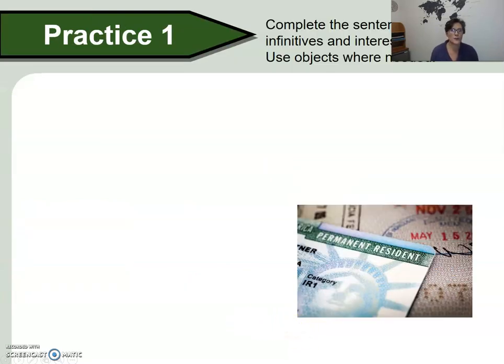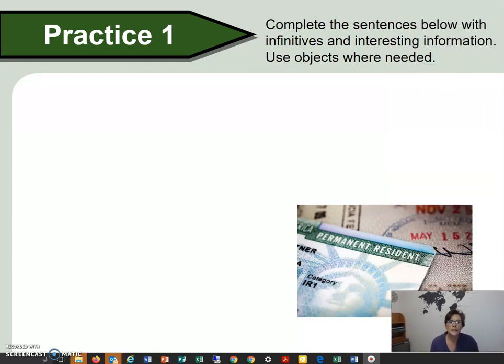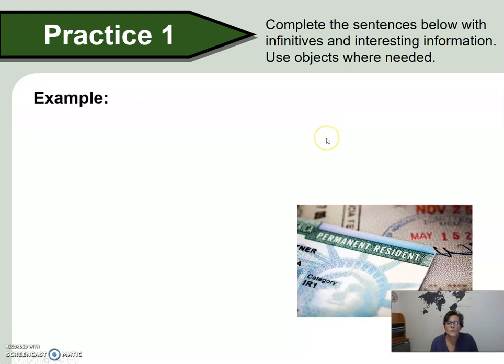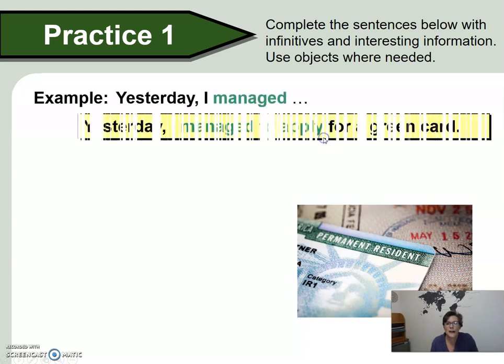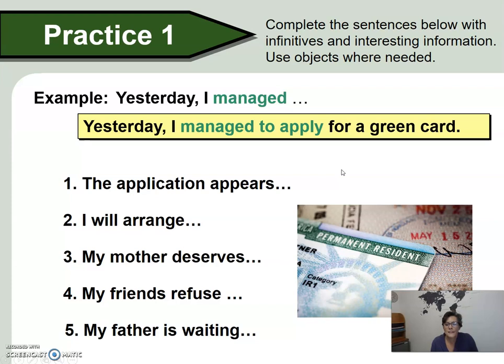Let's do some practice. Take a moment in the video to complete the sentences below with infinitives and interesting information. For example, yesterday I managed to apply for a green card. Now, take a look at these sentences here and put into the video a completion for these sentences and be sure to use an infinitive after it.